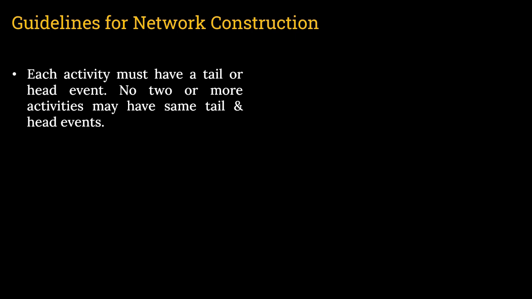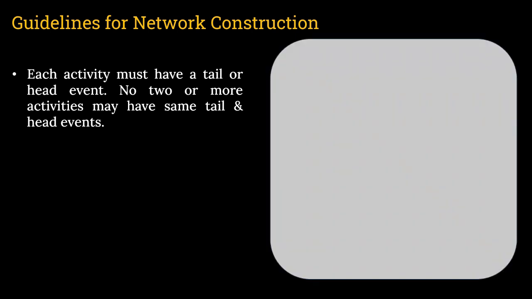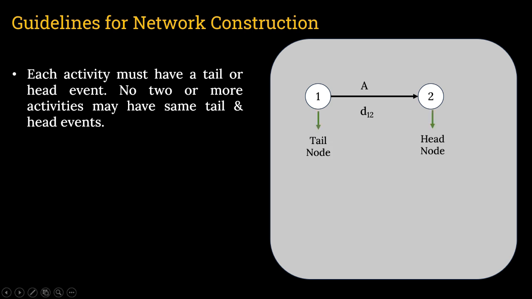Guidelines for network. Each activity must have a tail or head event. No two or more activities may have the same tail or head events. Like you can see, start node is 1, end node is 2, duration is D12, activity is noted with capital A, and in this case 1 is known as the tail node, 2 is known as the head node. Clear? In any case, it should not be like this.